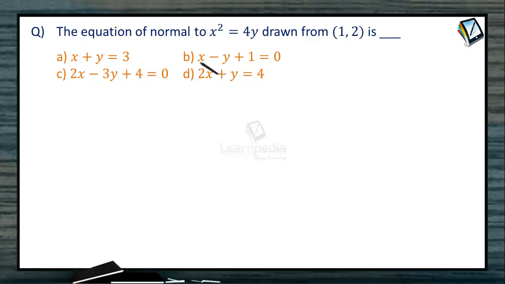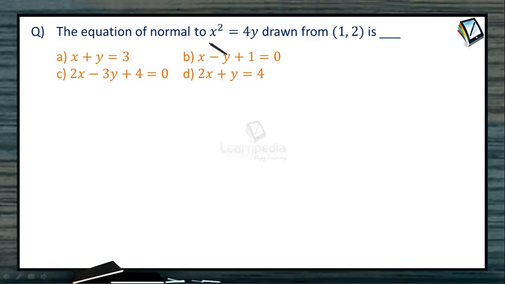The equation of the normal to the curve x squared equals 4y is required, which is drawn from (1, 2). Most of us would be tempted to find the slope of this curve, the derivative at this point (1, 2), and hence obtain the slope of the normal at this point and write the equation of the normal. But remember, this given point does not satisfy the curve.